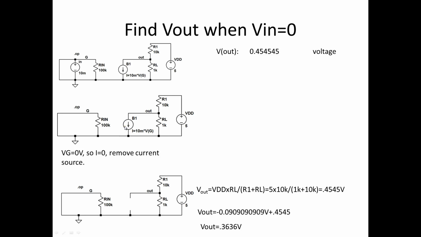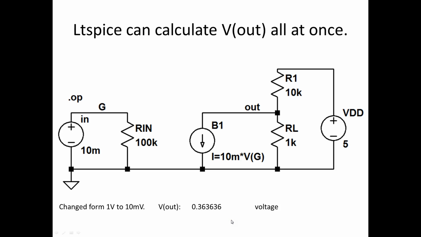Well, how do we handle that? Well, we take it out of the circuit. And so if that's 0, there's no voltage here. That means this current source is 0. We take it out. And now look, Vout is just the voltage division of R1 and RL. And we get 0.4545. So what's the total response? We add them together. And we get 0.3636, which is originally what we calculated.